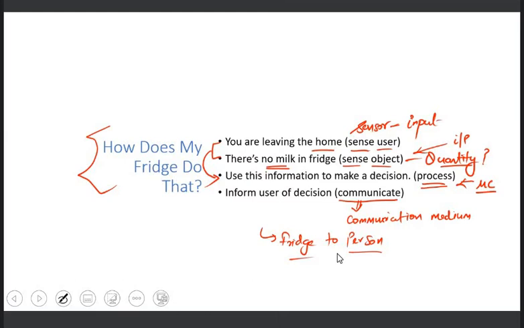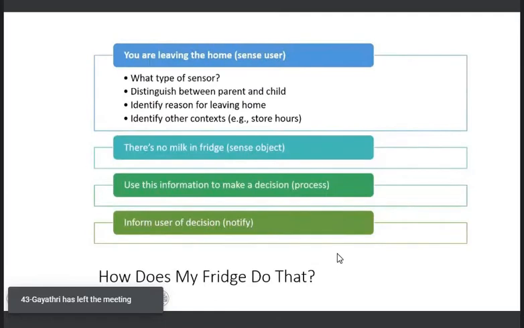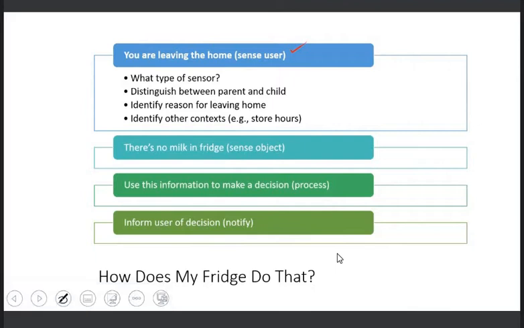Again, this is not finished here. We have to see how we can implement each individual step. Suppose you are leaving the home; what kind of difficulties do you have to take care of? What type of sensor would you use when somebody is leaving home? Any idea what sensor we can use? Anyone?